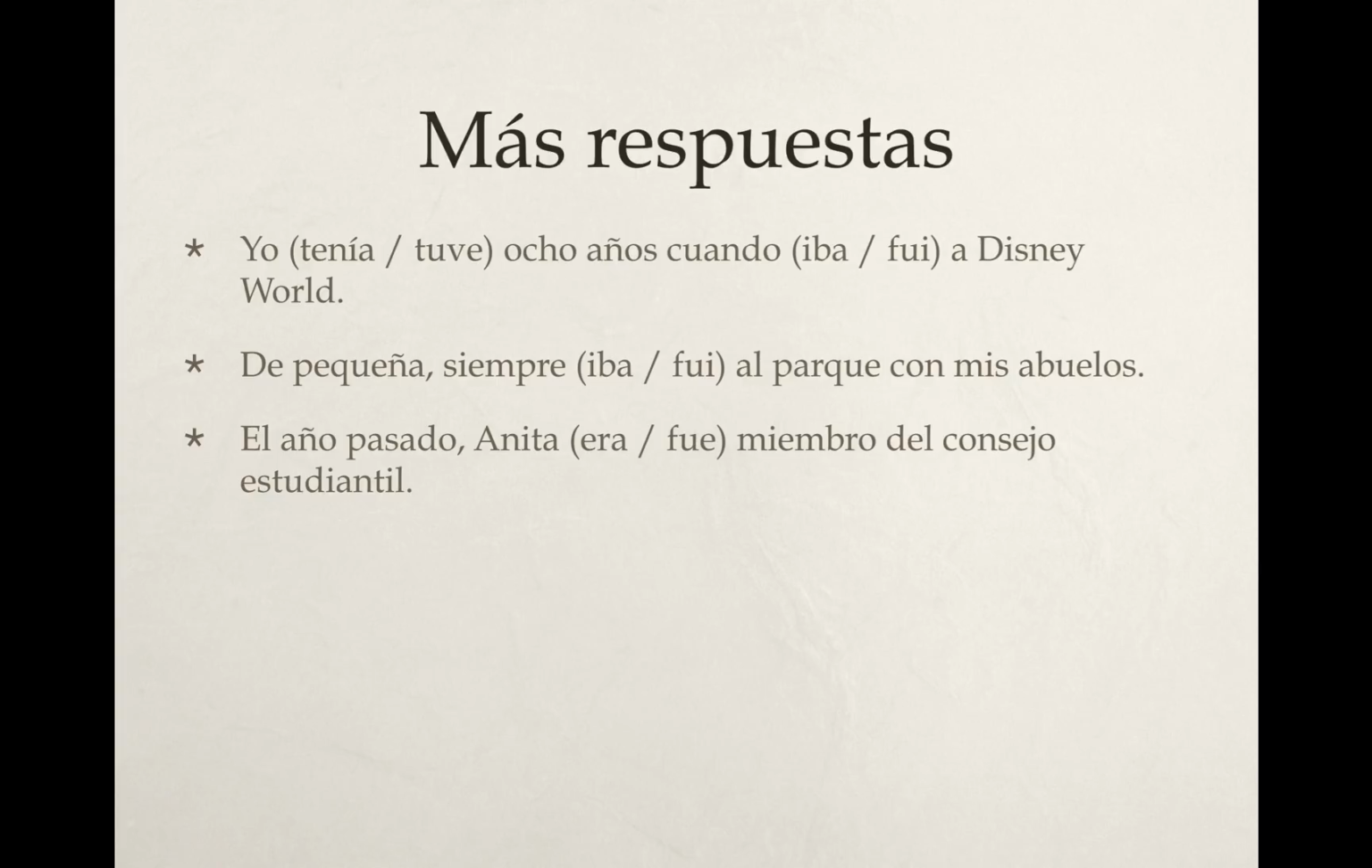Age. Yo tenía 8 años. Age is going to be one of our reasons for imperfect. And then fui a Disney World. How many times did I go to Disney World? I was 8 years old. Age is going to be imperfect. When I went to Disney World, I went to Disney World is going to be completed and over. De pequeña, siempre. Siempre is a keyword for imperfect. Iba. El año pasado is a keyword for the preterite tense. Fue.